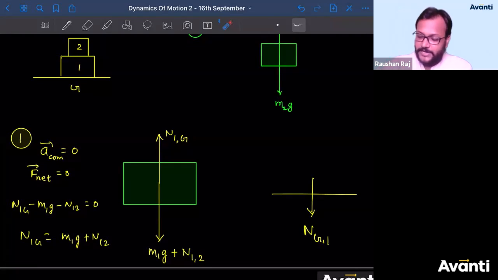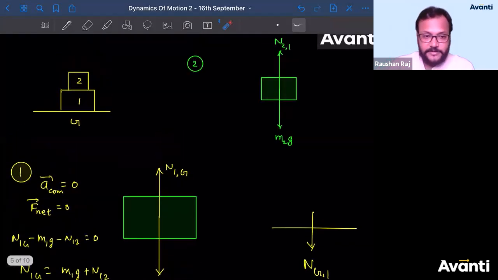That is why, see, if it were in direct contact, then there would be a force because of the ground also on the second block. That is not going to happen.